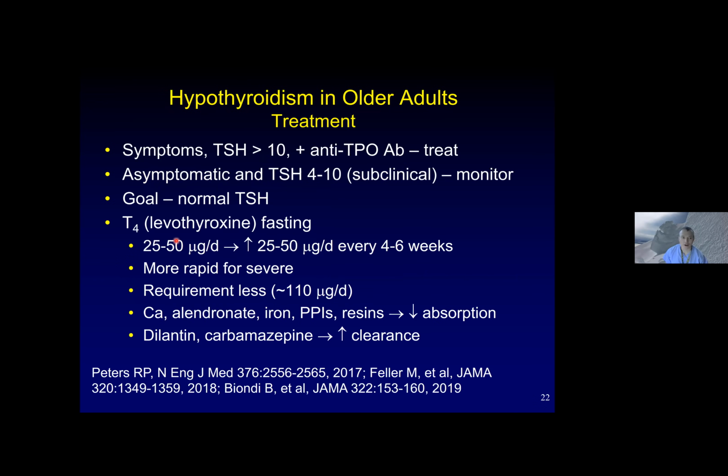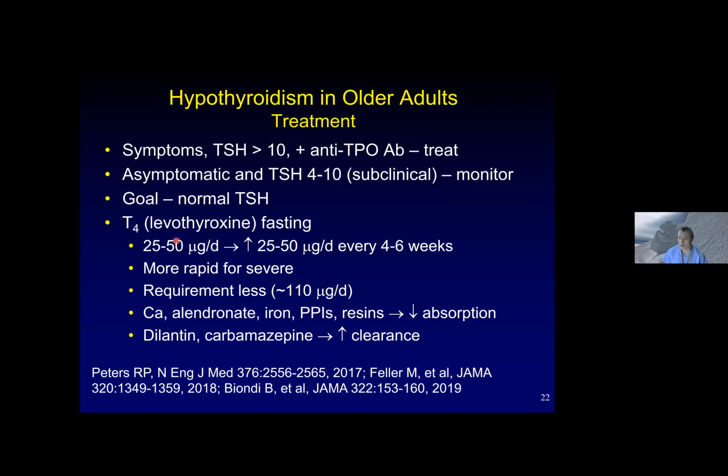So how do we treat hypothyroidism in older adults? If a patient is symptomatic, that usually warrants treatment. If the TSH is above 10, that also warrants treatment, or if you have an increased TSH with positive antibodies, you also probably should treat. If a patient is asymptomatic and TSH is only slightly elevated, between 4 and 10, and free T4 is normal, you can always monitor the patient without treating them. The goal should be to have a TSH in the normal range and not below the normal range.